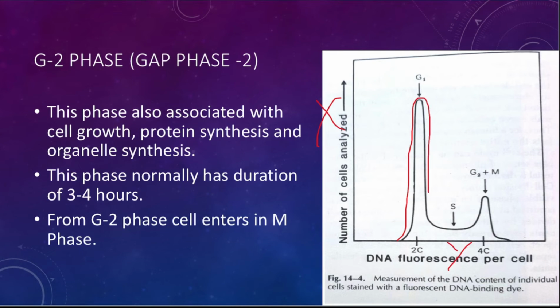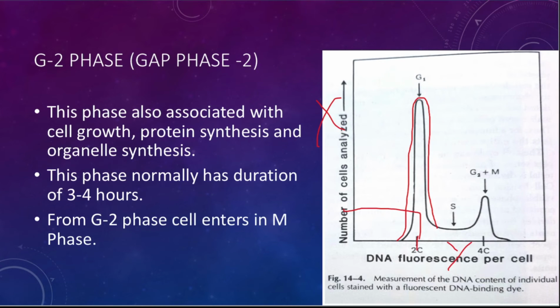This peak is for G1 phase. And chromosome content or DNA fluorescence means when DNA increases, fluorescence increases. So you are seeing here 2C. 2C means DNA content is diploid, and fluorescence is this much.